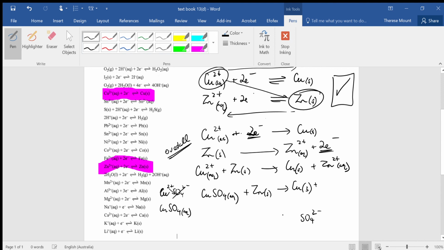And we've got 2+ there, and 2-, so it's the same ratio, 1:1. So zinc sulfate there, and we've only got one zinc there, so that's all good. And so that is a fully balanced chemical equation if I pop an aqueous there.